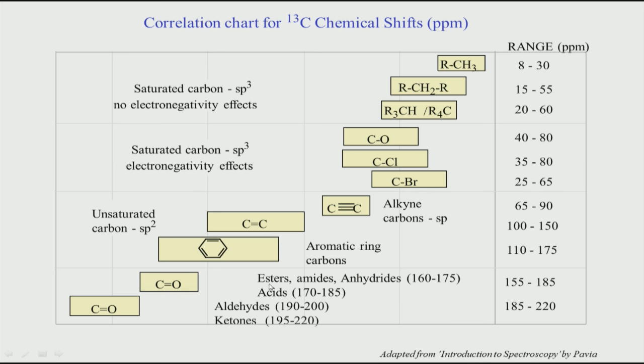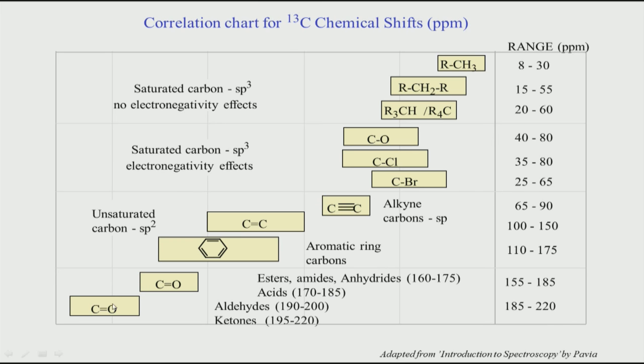Then come the very important carbonyl groups. The carbonyl groups, remember, can be part of any of these. It can be an ester, an amide, an anhydride, an acid, a carboxylate. So, you see there is a very clear distinction across this whole zone: the esters, amides and anhydrides come somewhere in this range, and if you go a little bit downfield, you have the carboxylic acids, which come in this range.